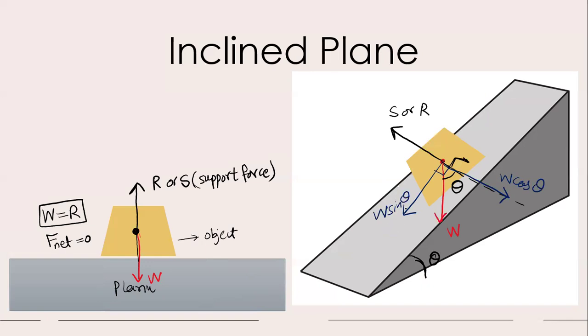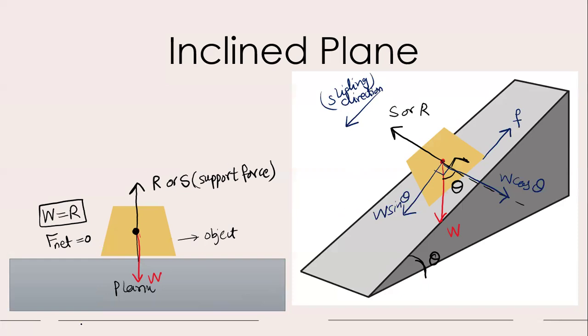Now there is another force acting on this object, and that force is the frictional force, which acts in the upward direction as the sliding direction is downwards. So that's why the frictional force is upward. This is the possible sliding direction. It is not sliding yet, but if it slides, it comes down.